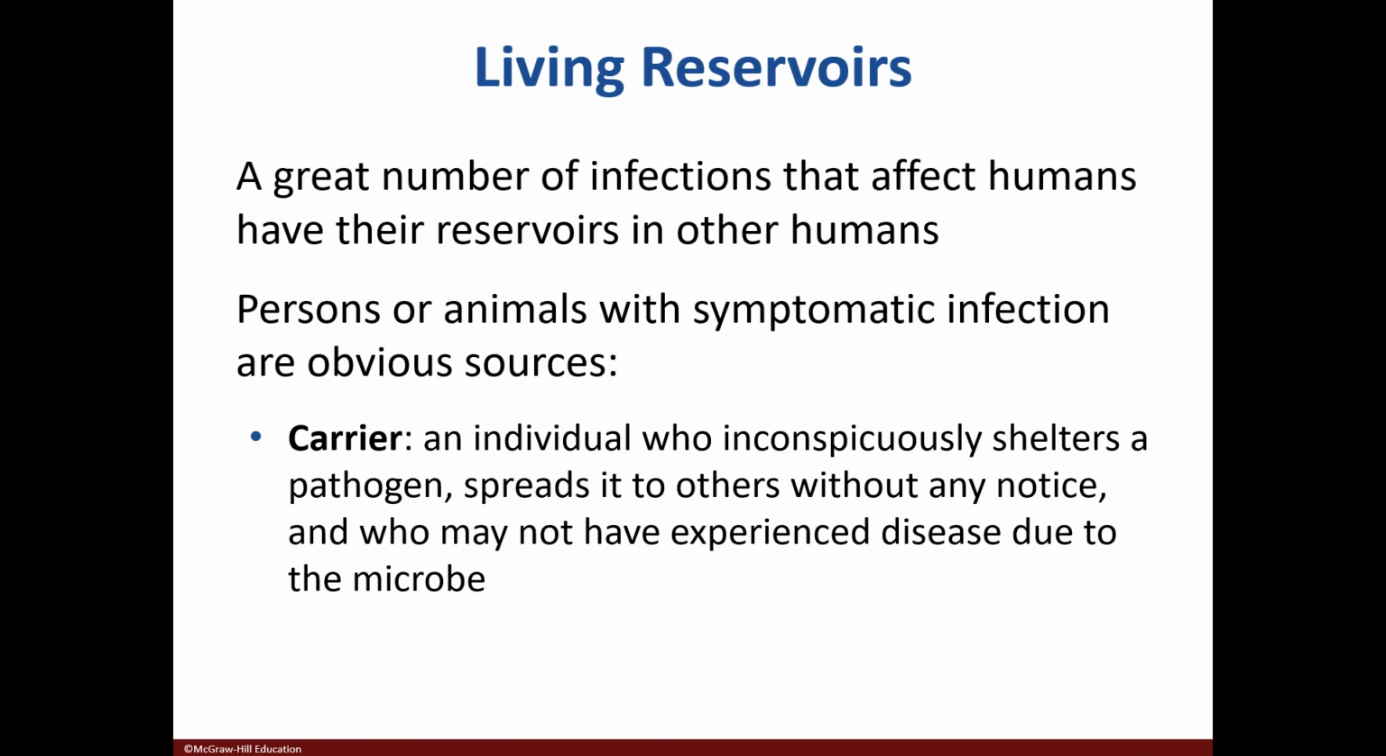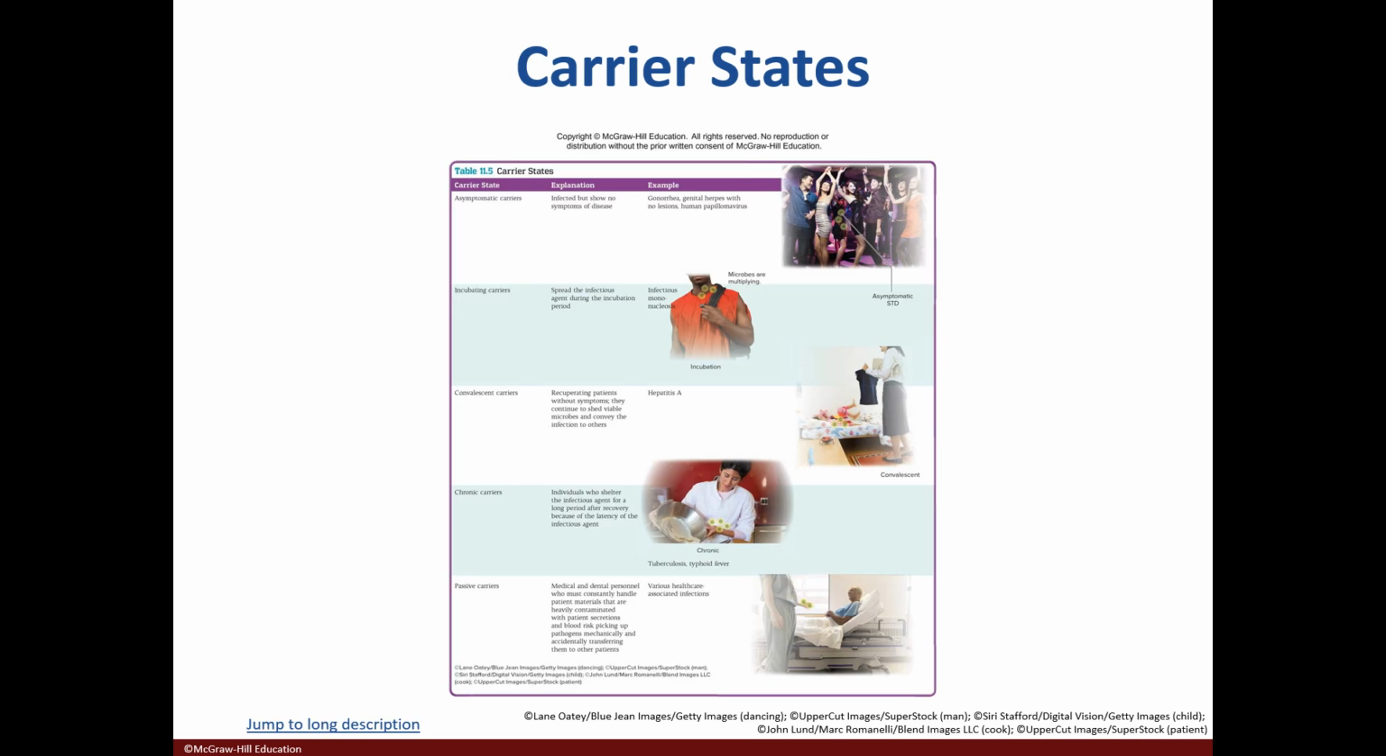Living reservoirs include us humans. Carriers harbor a pathogen unknowingly because they don't have symptoms, but can transmit it to others. Asymptomatic carriers show no symptoms, but are infected. Incubating carriers transmit the disease during the incubation period. Convalescent carriers don't have symptoms, but shed the microbe. Chronic carriers harbor the microbe long after recovery and can transmit it.